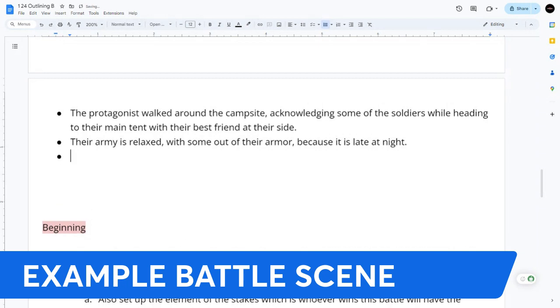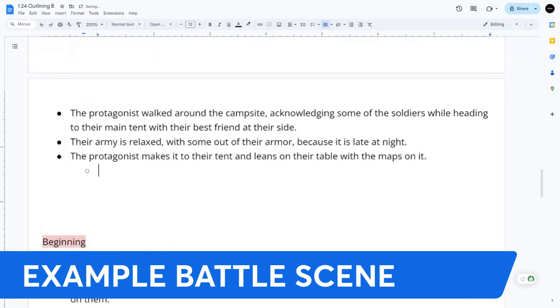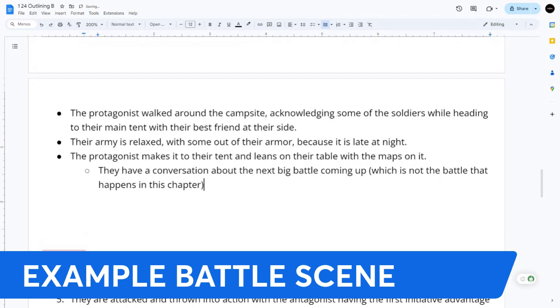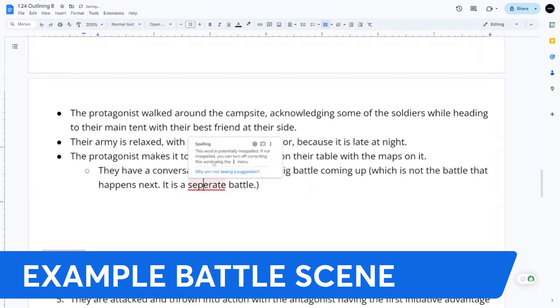All right. The protagonist makes it to their tent, right? So that's important. And sits down, leans on their table with the maps on it. Okay. They have a conversation about the next big battle coming up, which is not the battle that happens in this chapter, or that happens next. Okay, it is a separate battle, because remember they don't know this battle's coming, right?